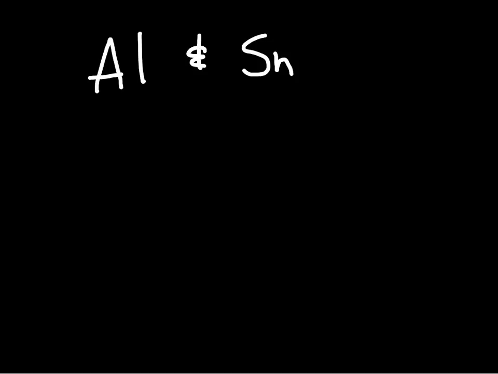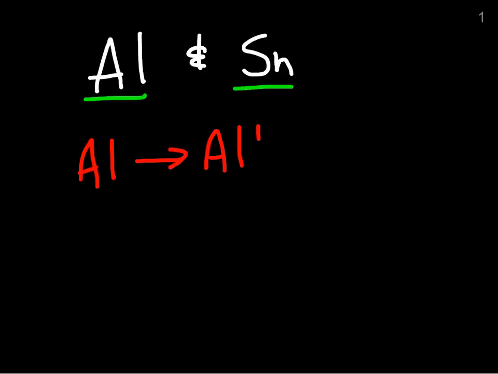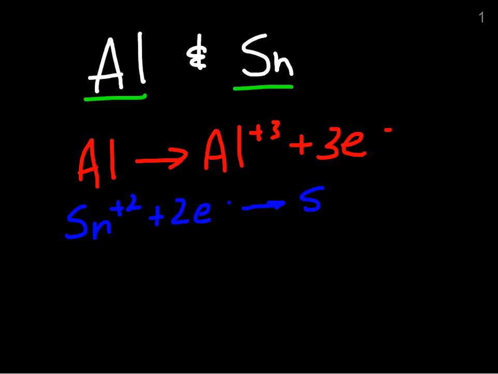I'm going to show you how to determine the voltage of an electrochemical cell. The cell that I'm going to talk about is aluminum-tin. This is the one that we were talking about in the activity in class. And you had two half reactions. You had aluminum that was going to be oxidized, going to aluminum plus 3 electrons. And at the same time, tin was going to be reduced, plus 2 electrons going to elemental tin.